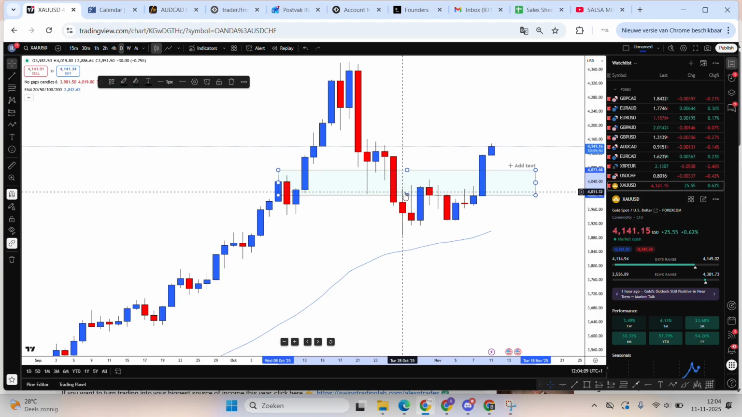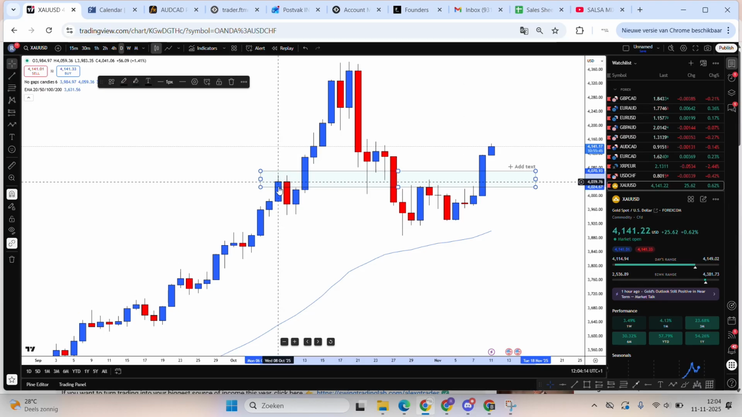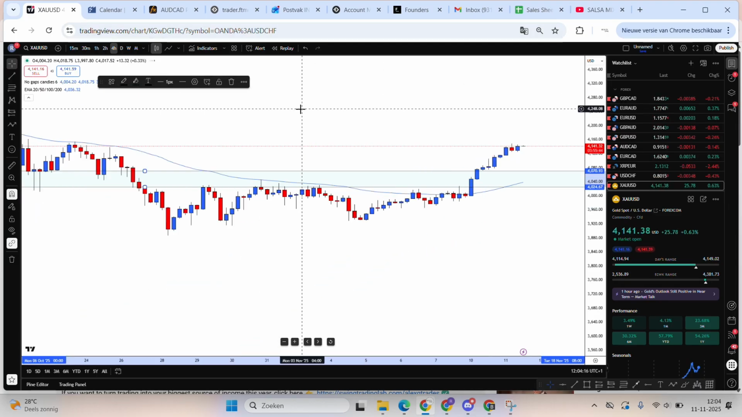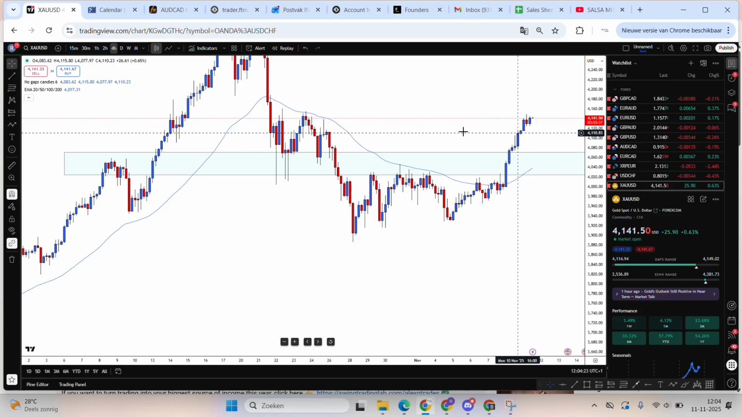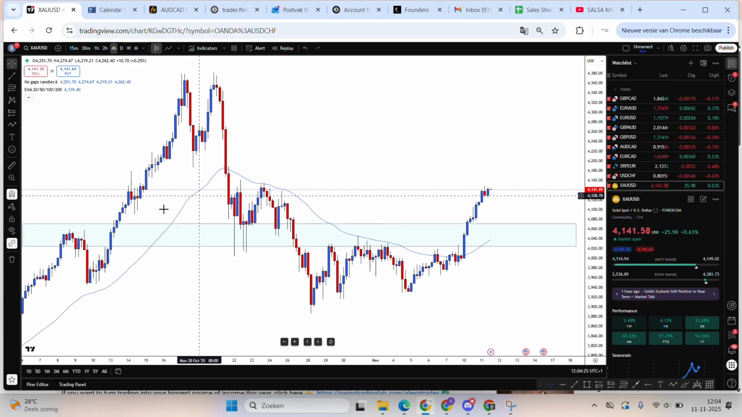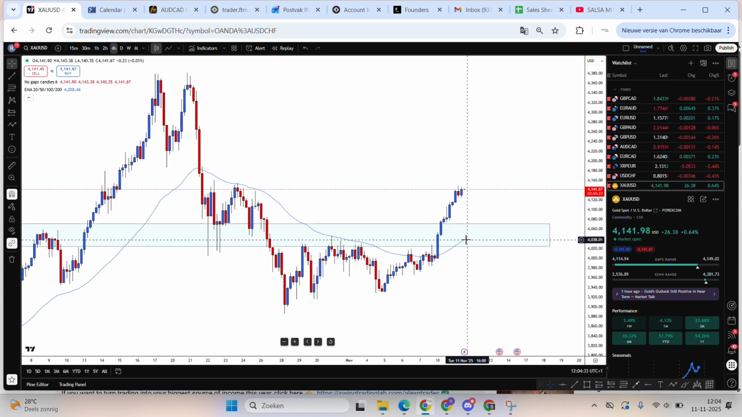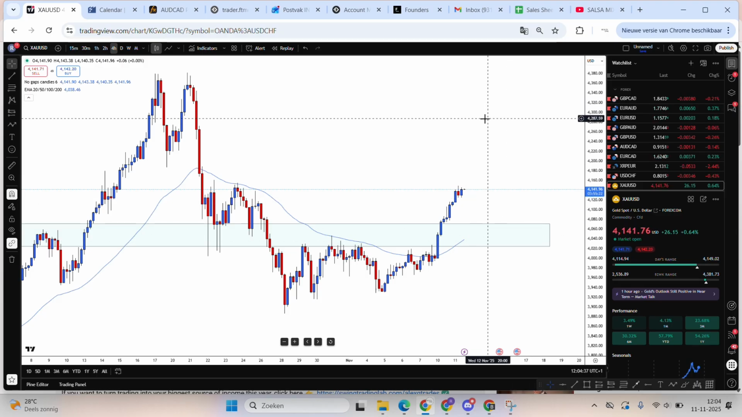Let me see how big that is. Something like this. So we have a resistance support. How big is it on the 4 hour? Yeah. So on the 4 hour, it's more clear. So we had a resistance zone, then we had a support zone, then we had a resistance zone again. We have the 50 EMA lining up as support, so we could have a retest and buy. It's not my favorite pair of the week, but it is possible, guys.